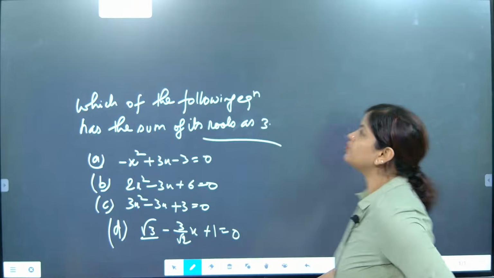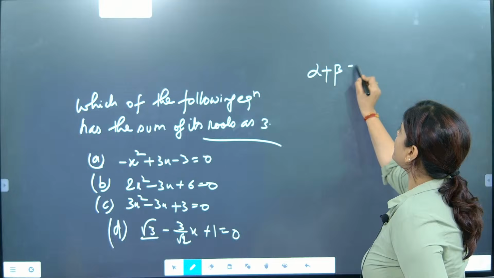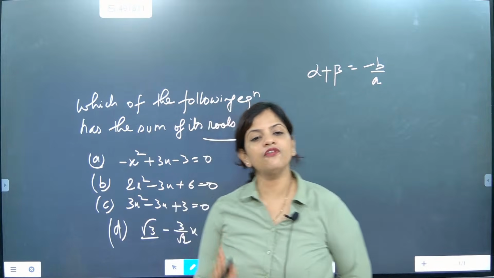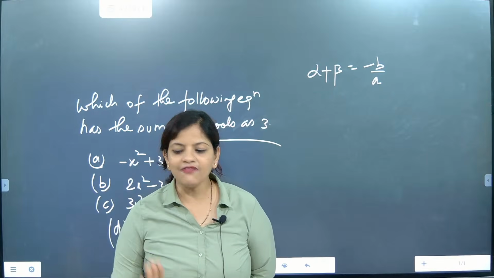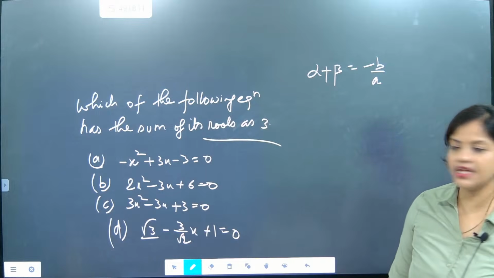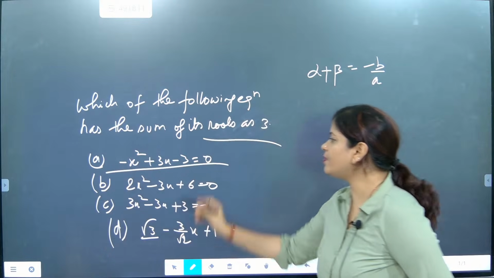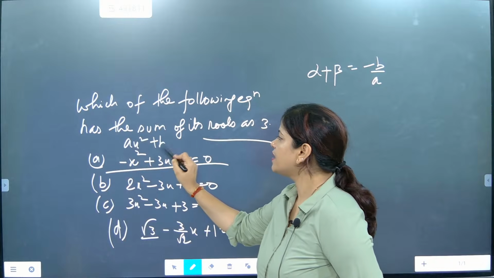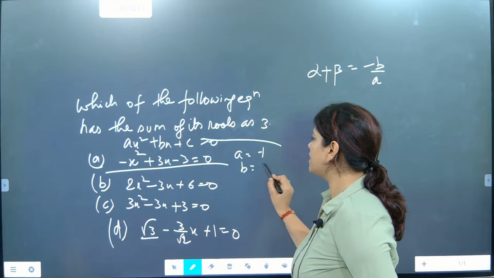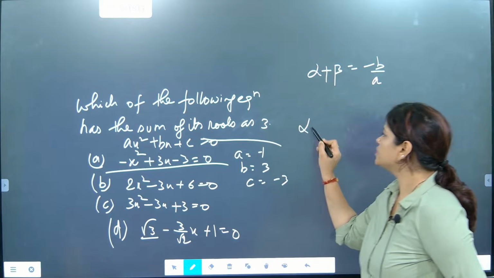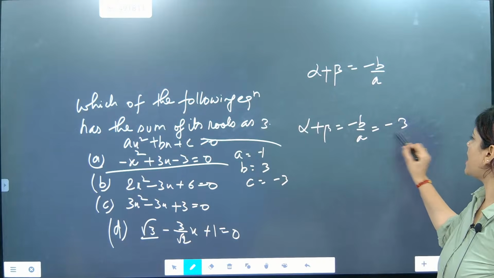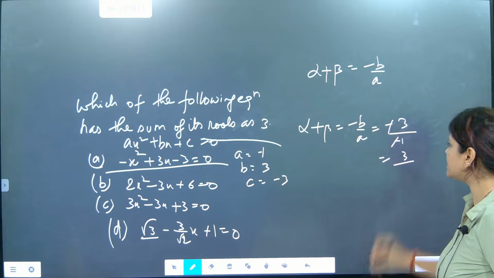You know that the sum of the zeros, alpha plus beta, is equal to minus b by a. Here they are telling that alpha plus beta should be coming as 3. Rishabh, now it is correct. Compare this one. Just write ax square plus bx plus c. What is a here? a is minus 1. What is b here? 3. What is c here? Minus 3. So alpha plus beta is equal to minus b by a, and b value is 3 and a value is minus 1.